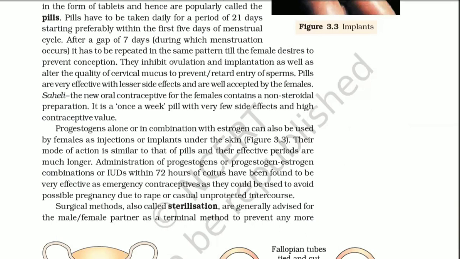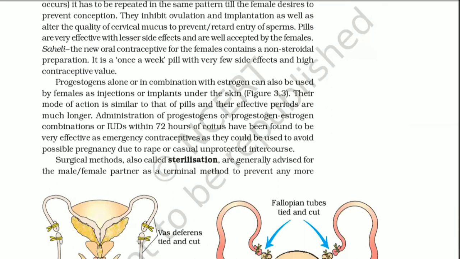Progestogens alone or in combination with estrogen can also be used by females as injections or implants under the skin. Their mode of action is similar to that of pills and their effective period is much longer. Administration of progestogen or progestogen-estrogen combinations or IUDs within 72 hours of coitus has been found to be very effective as emergency contraceptives, as they could be used to avoid possible pregnancy due to rape or casual unprotected intercourse.